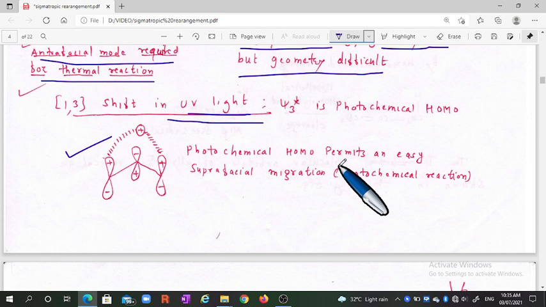This is all about why the 1,3 reaction is not thermally allowed but is photochemically allowed. For the 1,5 reaction we will discuss in a later lecture. Thank you very much.